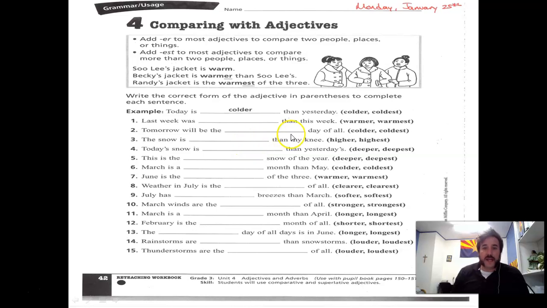Tomorrow will be the blank day of all. Well, okay, we've got tomorrow, but we also have every other day, right? That "of all" is going to be a clue that you're comparing all the days, way more than three, right? So there we're going to use the EST. And again, if you read the sentence and plug it in, that can help you out. Tomorrow will be the coldest day of all. Again, that "of all" is going to really help you out. You talk about all of them, way more than three, or three or more.